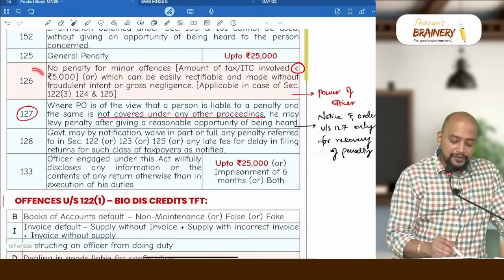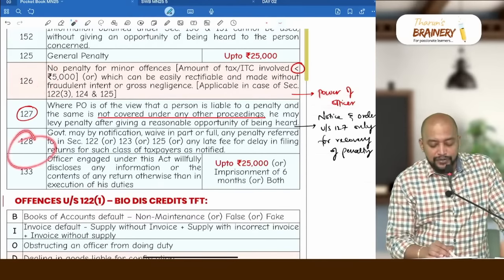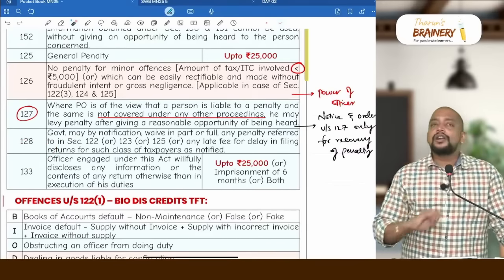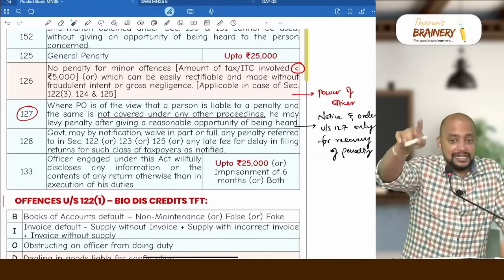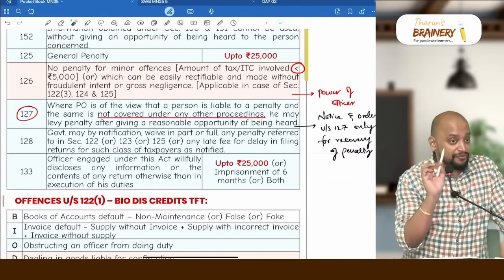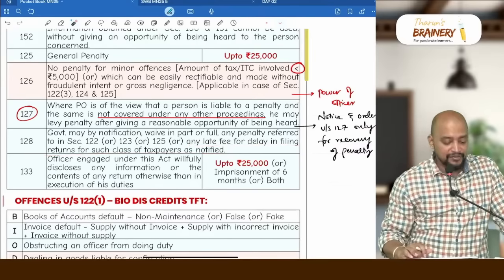What is the difference between 126 and 128? 126 is the power of the officer, but 128 is the power of government. They can waive off completely all penalties except 124 penalty. See, in the sections we have 122, 123, 125, 124 is not there, and even any late fee for delay in filing returns also can be waived off.